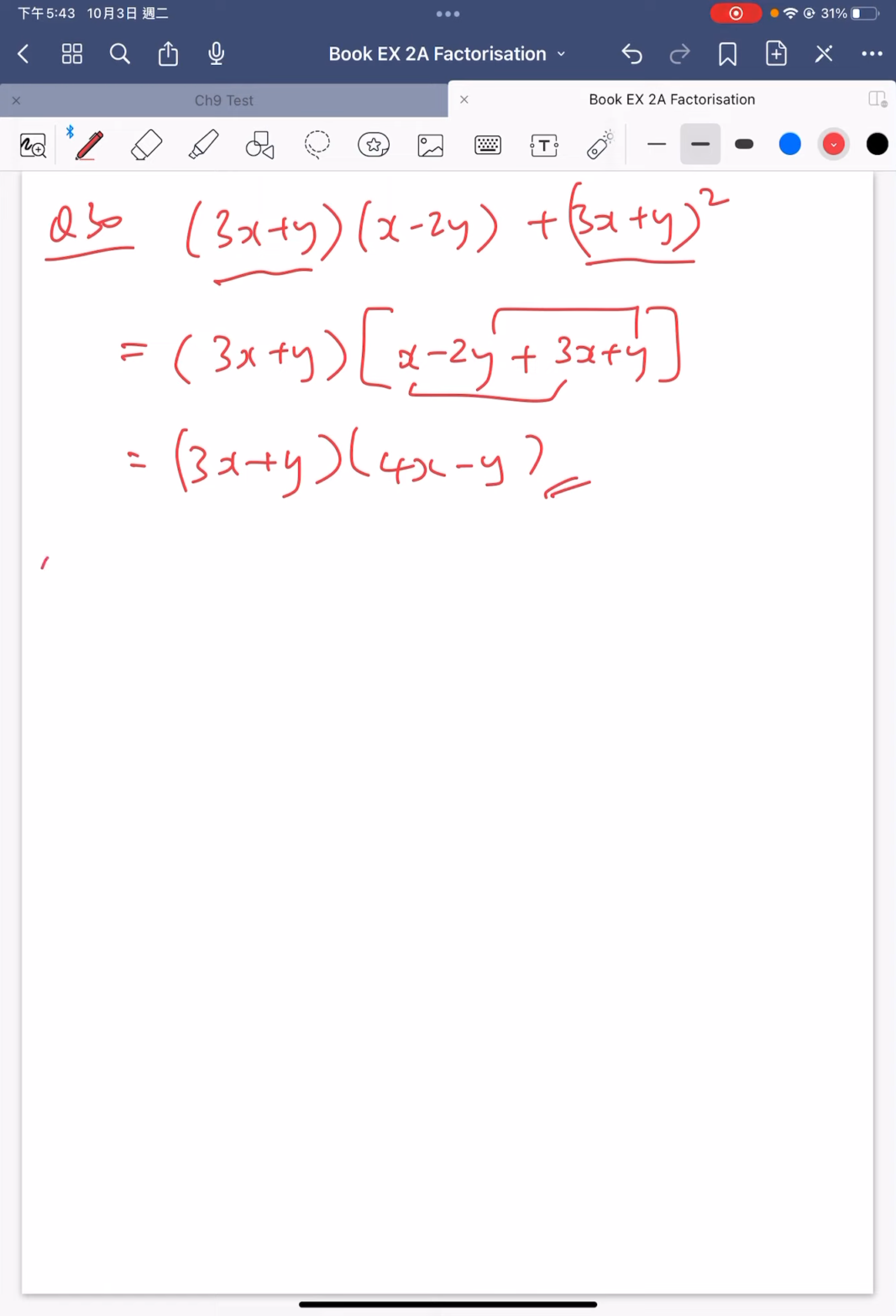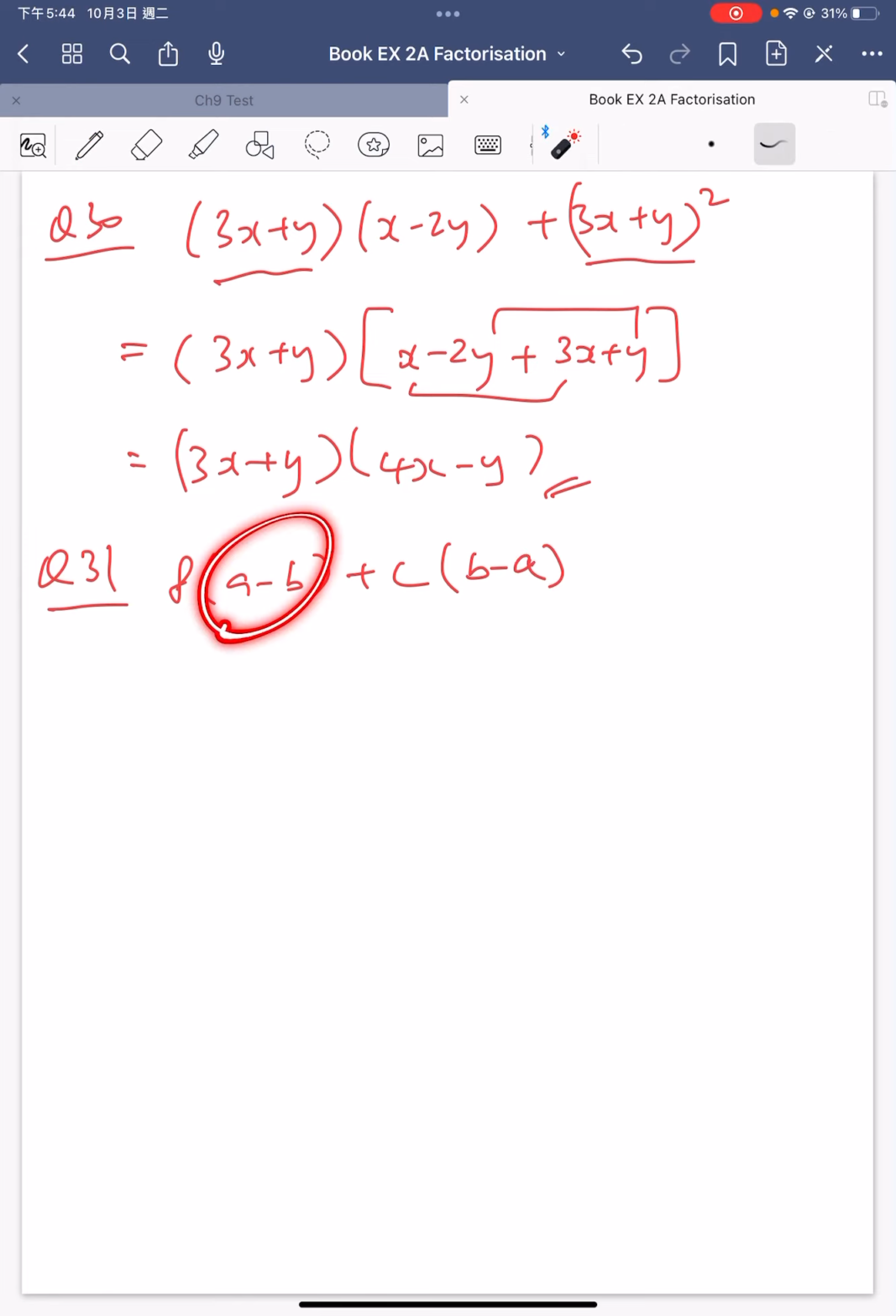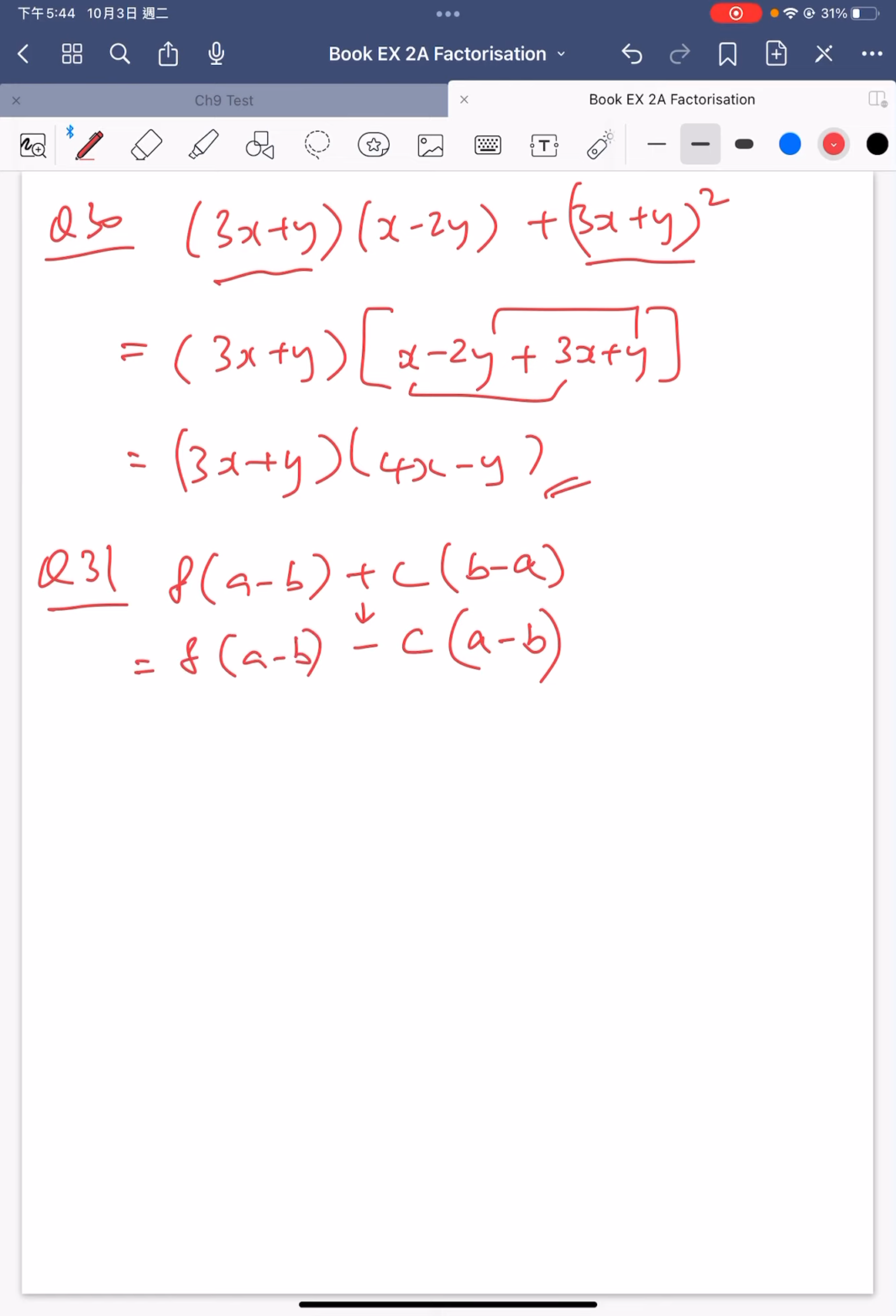So now we're going to question 31. We have 8 times a minus b plus c times b minus a. So bear in mind that this is a minus b, this is b minus a. They are nearly the same, but just the position is being swapped. So we can change it to a minus b directly, but we still need to change the sign at the front to reverse it to get the negative. Then we copy down the rest. So now we have a minus b as our common factor. We take it out again. Then what we left is just 8 minus c.